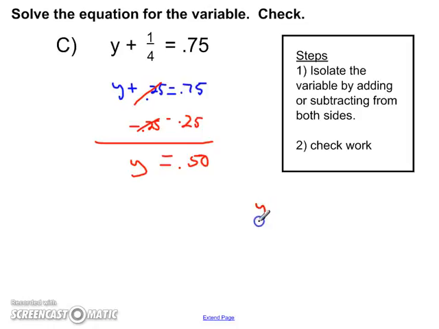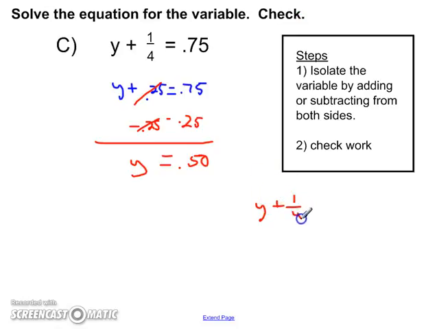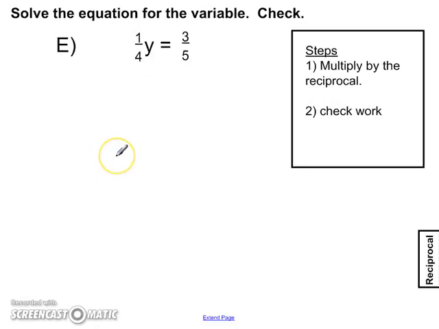Now, if you wanted to, you could have done these as fractions. I'll go down here. Y plus 1/4 equals 7.75, which is 3/4. So now if you subtract 1/4 from both sides, you could have done this as fractions. Positive and negative 1/4 cancel. There's your y. 3/4 minus 1/4 is 2/4, or a half. And either way, you end up with a half. So you have choices in how you deal with these and put them together.